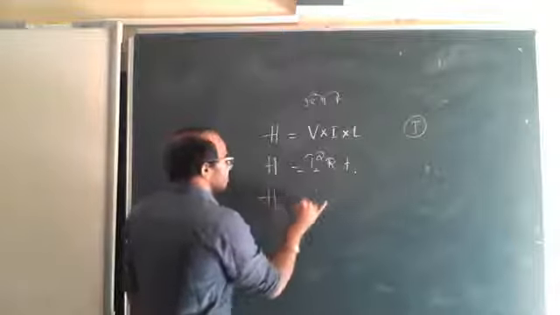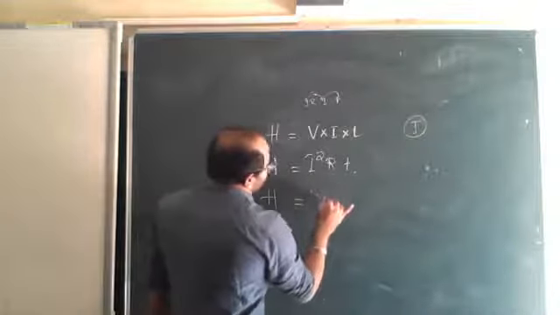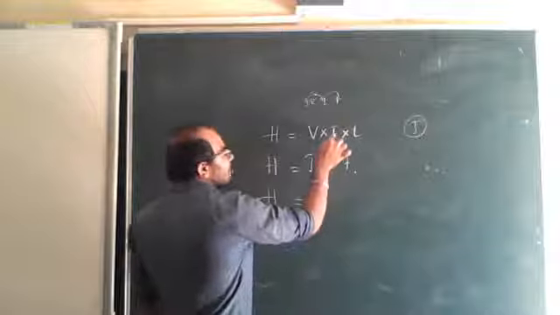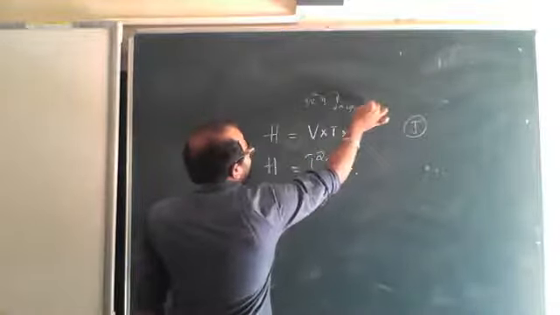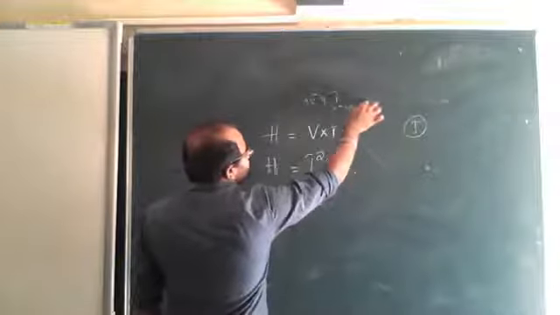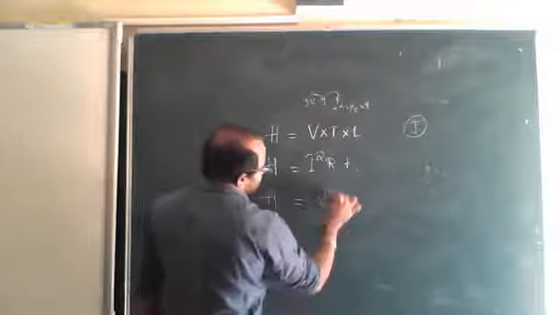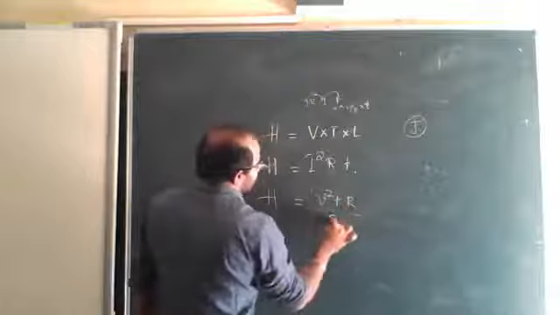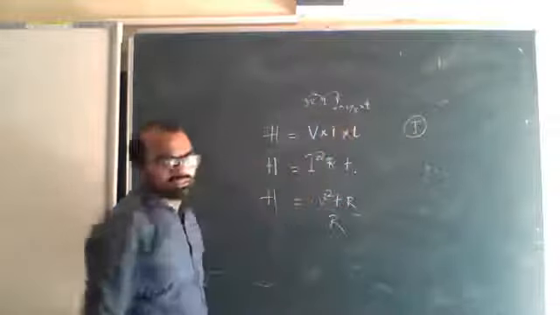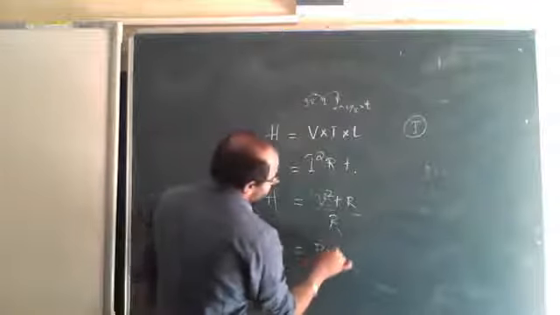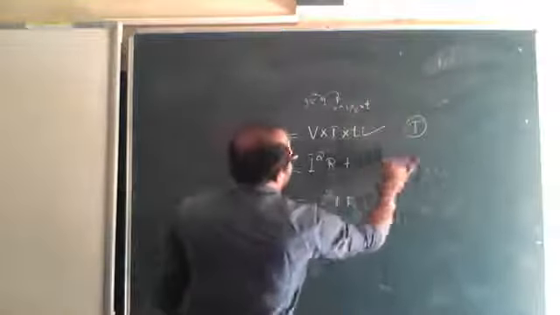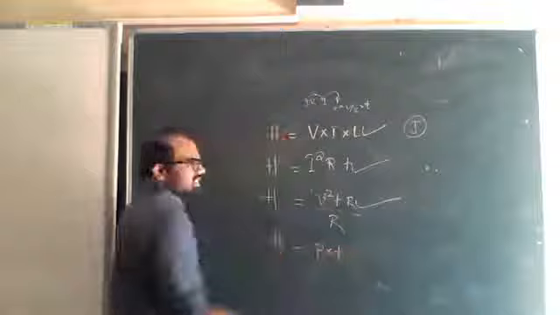My third formula is H equal to, see, if I put I equal to V by R, then V by R into V into T, V into V, V square T by R. So H equal to V square T by R. If I take VI as power, it will come next. If I take it as power, H is equal to P into T. So these three are very, very important formulas. This one we can see later.